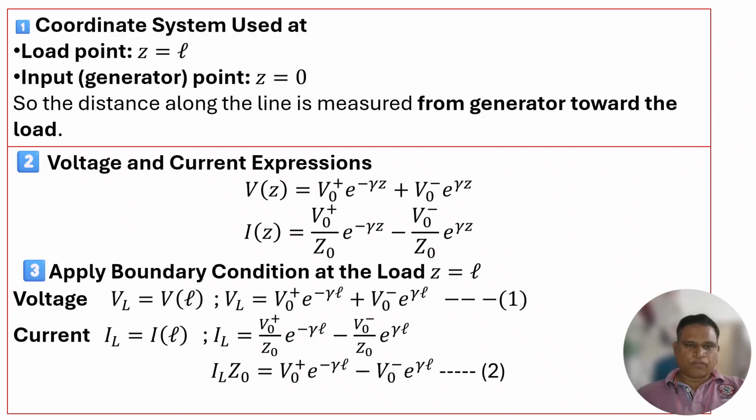Now, VL is equal to IL into Z0. This is equal to V0 plus e power minus gamma L minus V0 minus e power gamma L. By taking the Z0 outside, you will get this expression: Z0 into IL is equal to V0 plus e power minus gamma L minus V0 minus e power gamma L, divided by Z0.